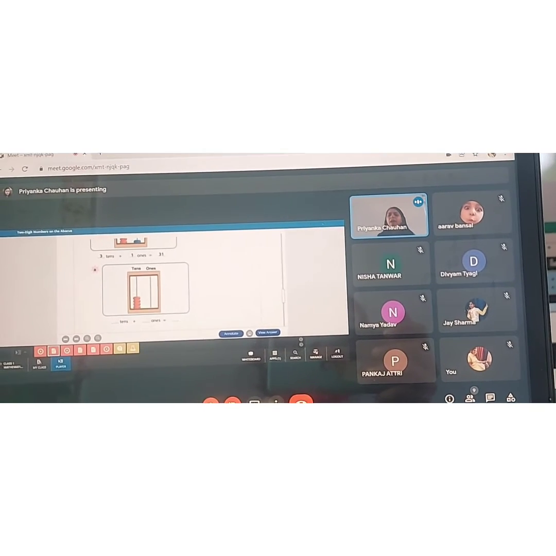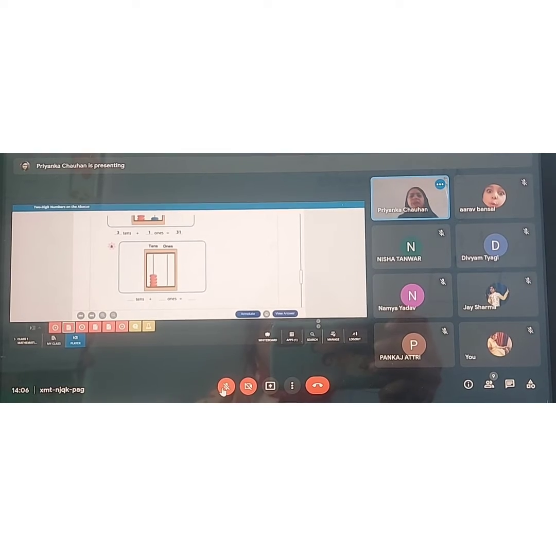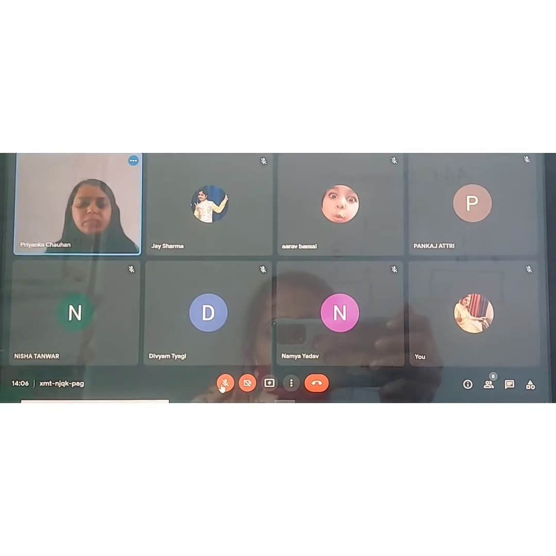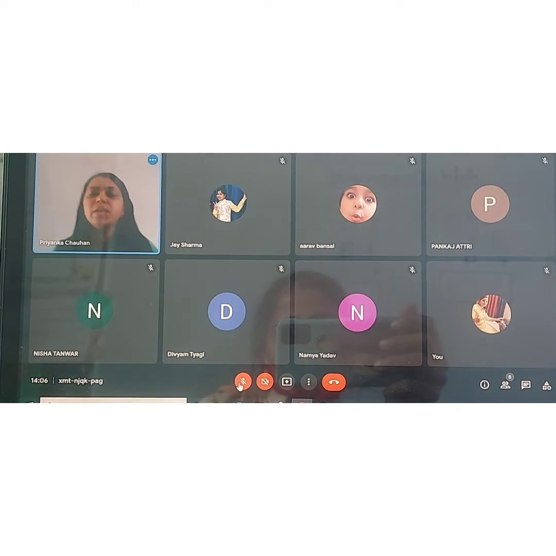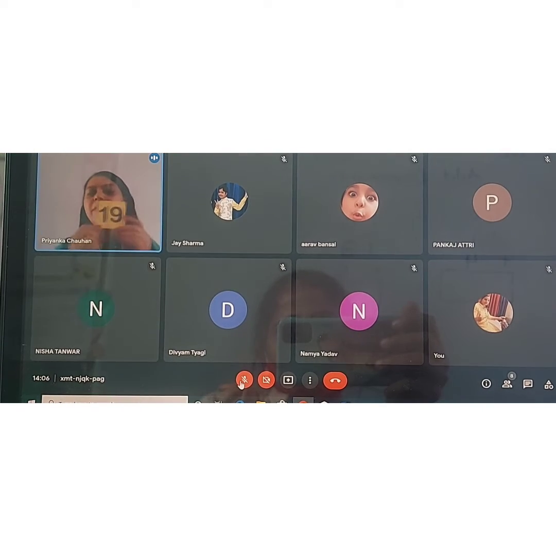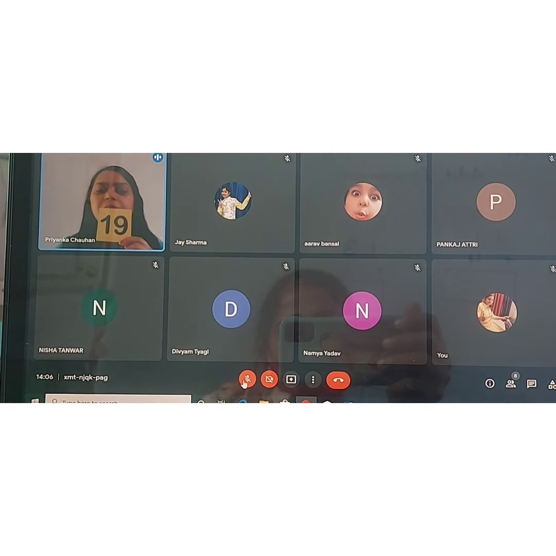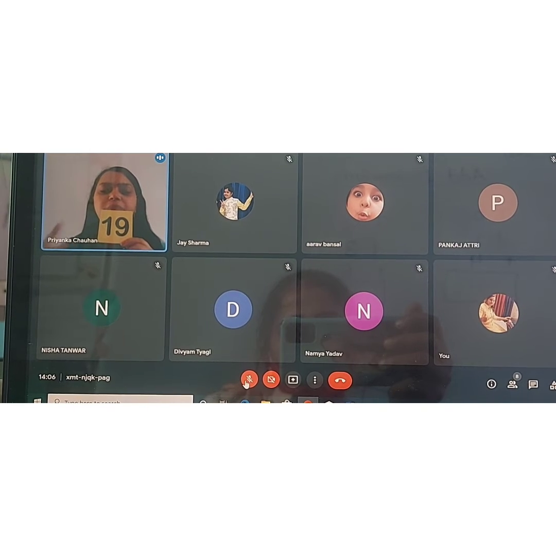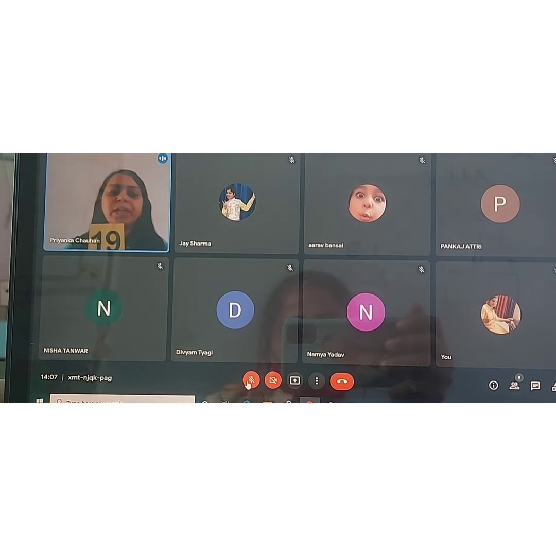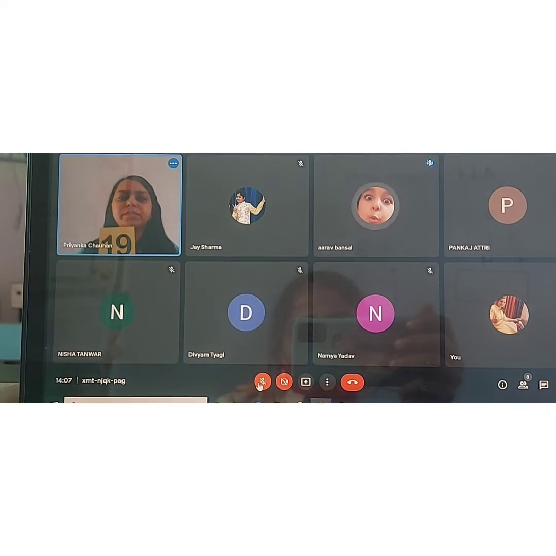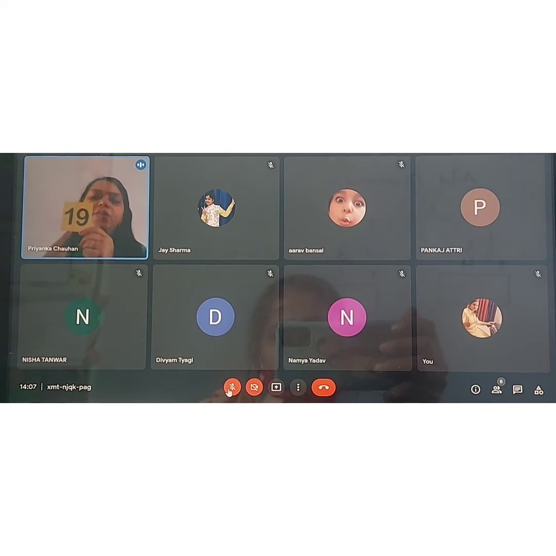So, now I have a few cards here, and you will tell me which number is at ones place and which number is at tens place. Here we have number 19. So you will tell me which number is at tens place and which number is at ones place. Now who will tell me? Moksh. Which place is number 1 at and which place is number 9 at?